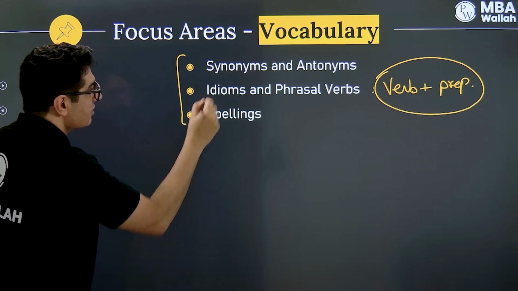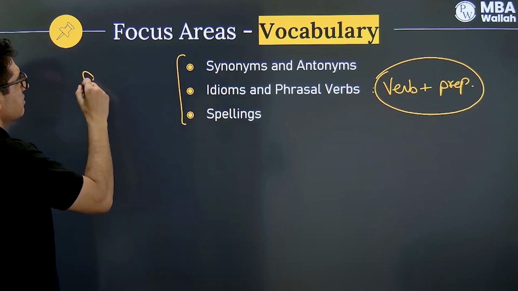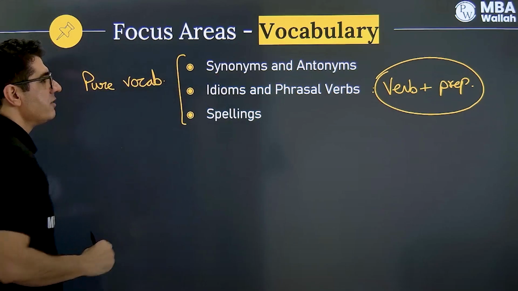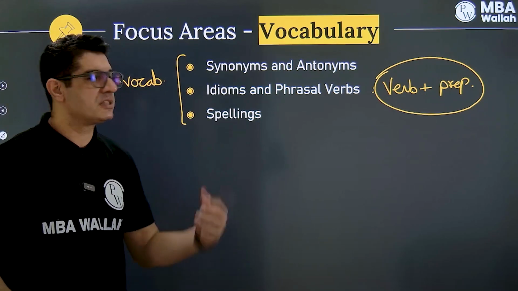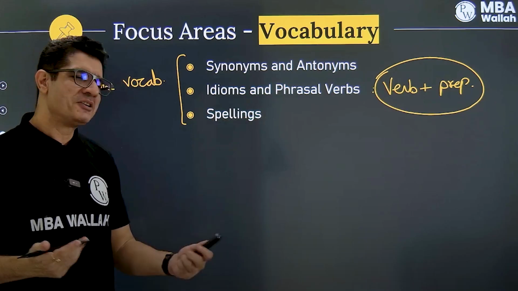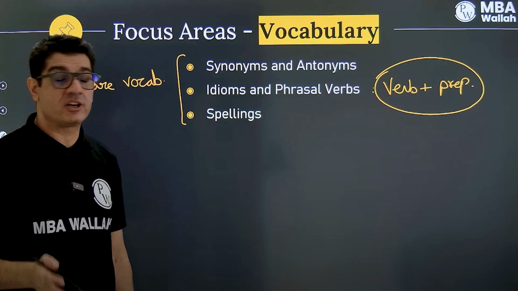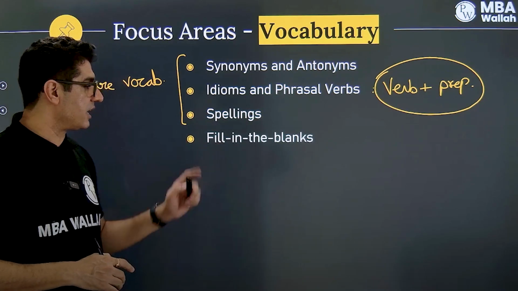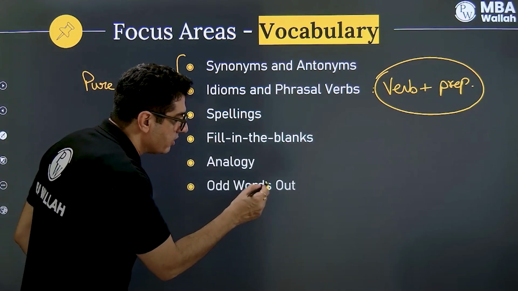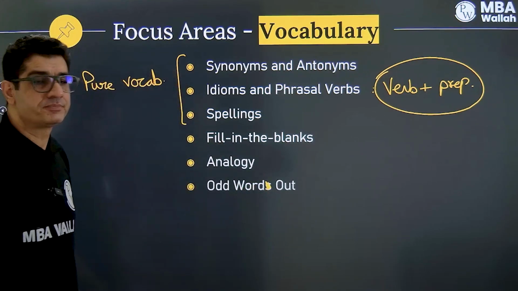Now, these question types are what I typically consider pure vocabulary questions, where if you know the meanings of all the words, idioms, or phrasal verbs involved, or of course you know the spelling, you'd be able to get it right. There is no catch here, but there are 3 question types: fill in the blanks, analogy, and odd word out, that take you beyond the scope of vocabulary.